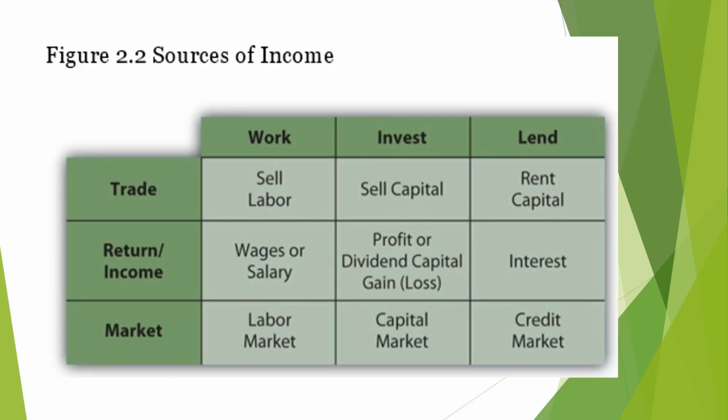In Figure 2.2, you can see some of the sources of income. For instance, if you work by selling your labor, as I mentioned before, in turn, you get wages or salary, and you're part of the labor market. If you are investing, you're selling capital, and in return, you're hoping for a profit or dividend, known as a capital gain. But if things don't work out so well, you may actually incur a loss. This is part of the capital market. Now, if you decide to lend, you could rent capital, and there you earn interest, and that's part of the credit market.